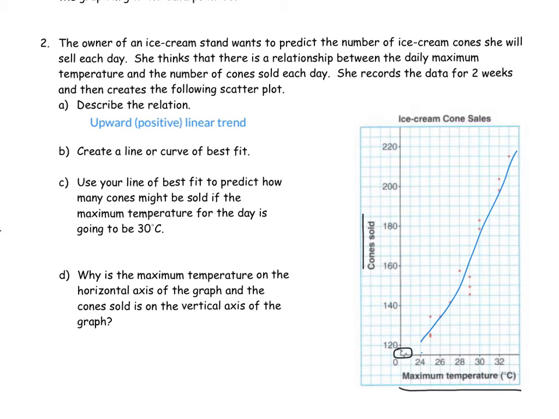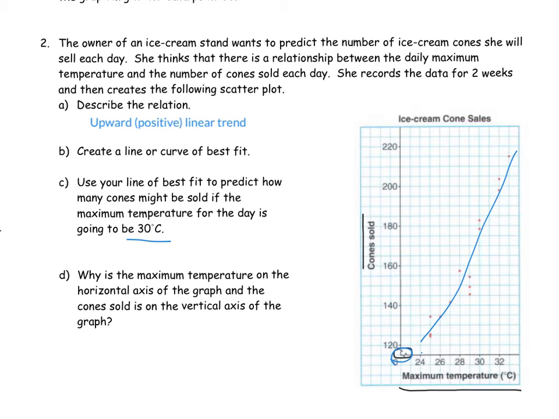We're going to use the line of best fit to predict how many cones might be sold if the maximum temperature for the day is going to be around 30 degrees. Now, one thing I want you to know about lines of best fit, they do not have to go through the origin. Some students think it has to go through the 0 point. It does not, so don't feel like it has to. In this case, it probably wouldn't if I were using my ruler here.